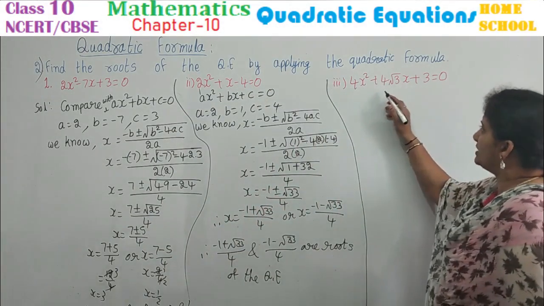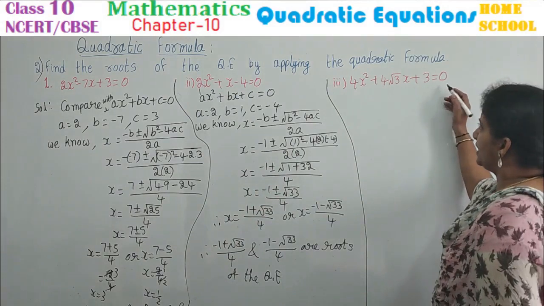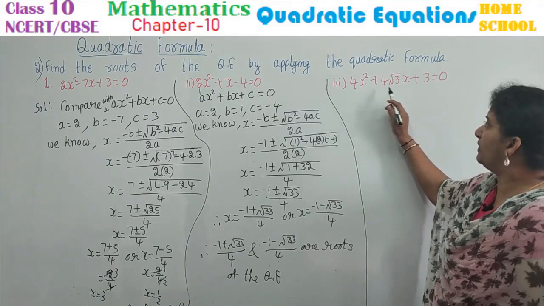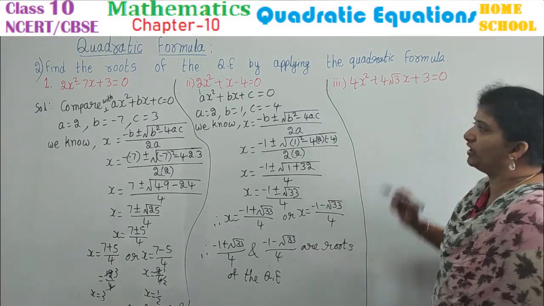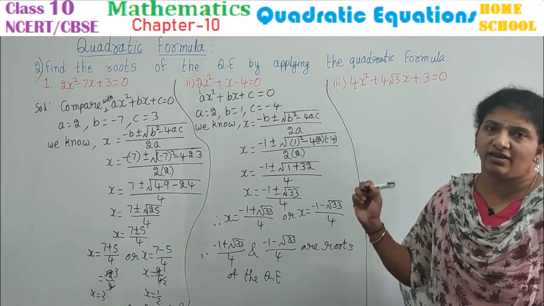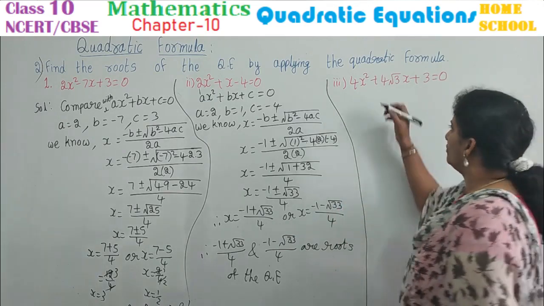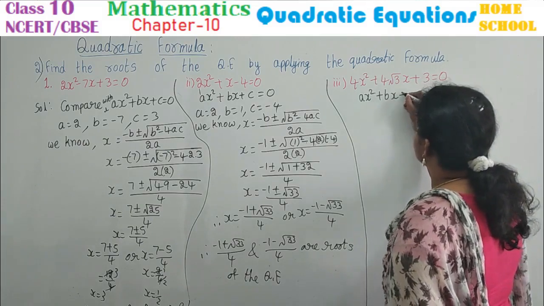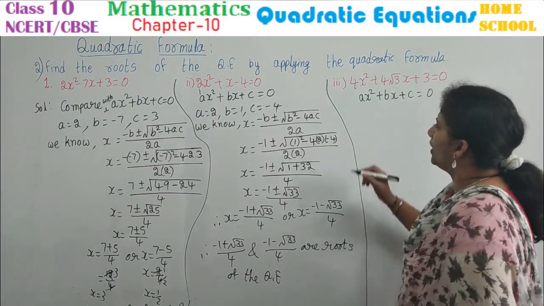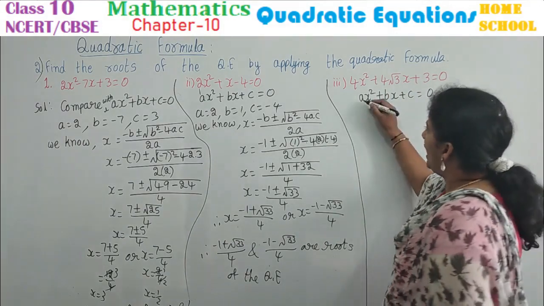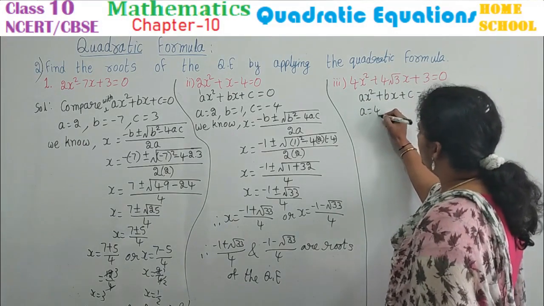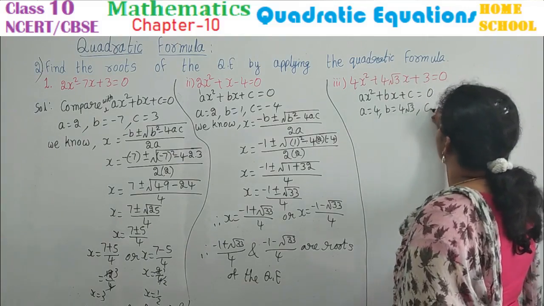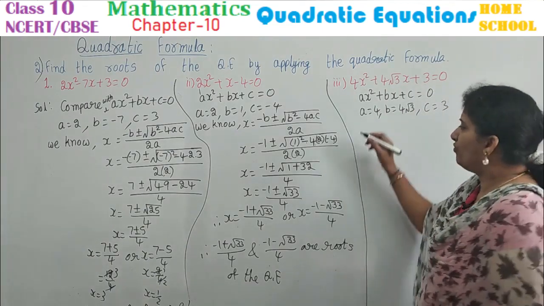4x² + 4√3x + 3 = 0. What is it? 4x² + 4√3x + 3 = 0. Compare the given equation with the standard form ax² + bx + c = 0. On comparing, the a value is how much? 4. The b value is 4√3. c is 3.